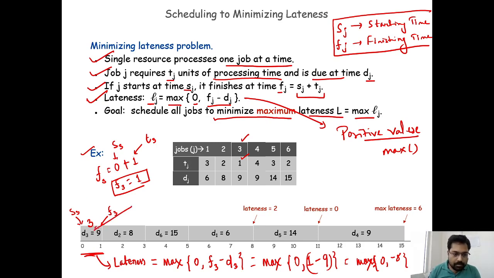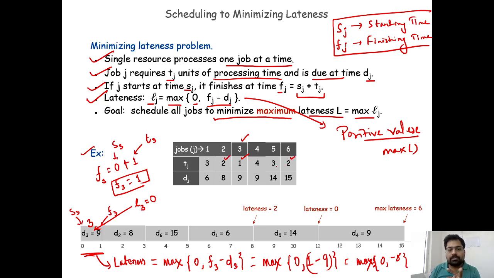I must say, small l3 is 0, which is being said as lateness. Lateness is 0, we have found out. So like this here, next would be like 1, then 2 and 2.